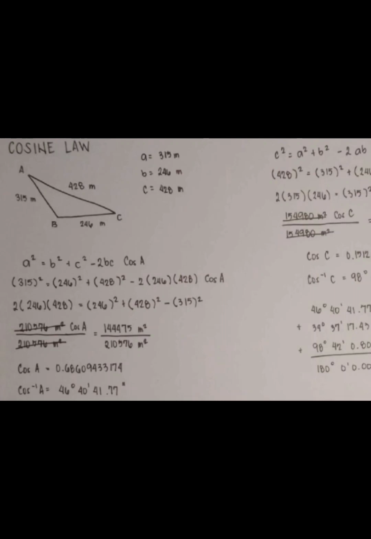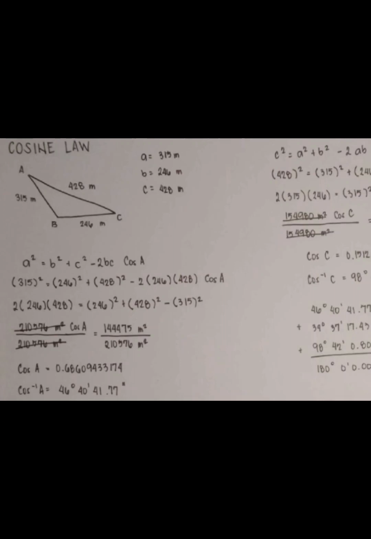So, when we substitute that in the formula, it becomes 315 squared is equal to 246 squared plus 428 squared minus 2 times 246 times 428 cosine A. So, to remove the negative value on the negative 2 times 246 times 428 cosine A, we will transpose it so that its sign changes. So, it becomes 2 times 246 times 428 cosine A is equal to 246 squared plus 428 squared minus 315 squared. 2 times 246 times 428 is equal to 210,576 meters squared cosine A. And 246 squared plus 428 squared minus 315 squared is equal to 144,475 meters squared.